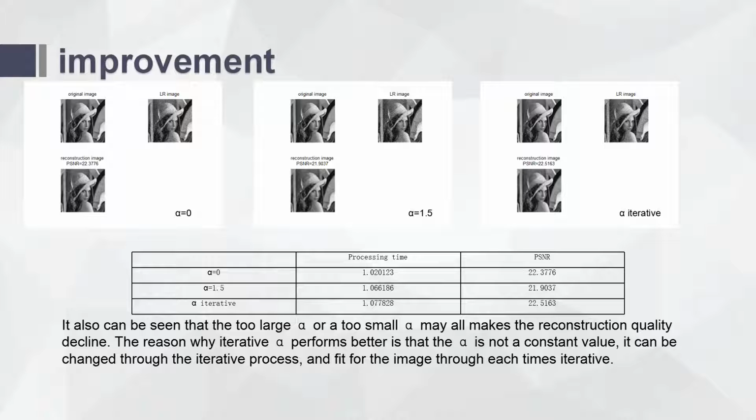To show the performance of alpha more clearly, I introduce Gaussian noise to the LR image. It can be seen in the table that the iterative alpha does not make the calculation more complex. The processing time is basically the same, and the PSNR has improved a little. It can be seen that two large alphas, such as alpha equal to 1.5, or two small alphas, such as 0, may both make the reconstruction quality decline.